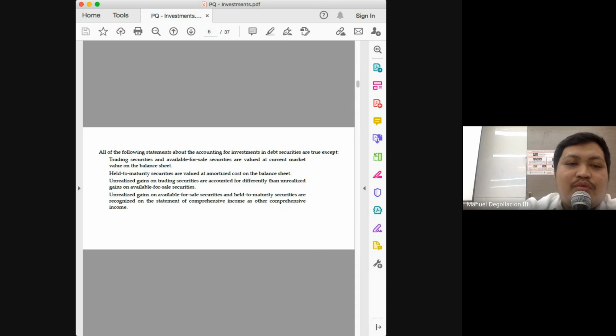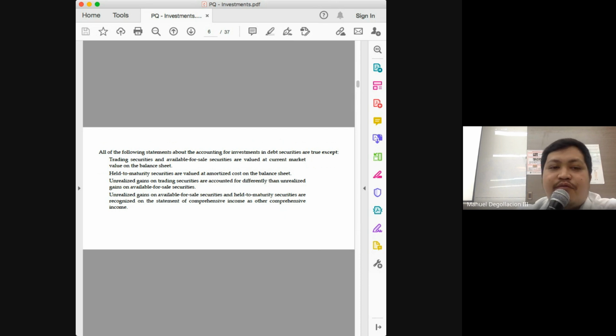Okay, class, that's why many will get confused between trading and available for sale securities, because they have a lot of similarities. They are both measured at fair value. But what's the primary distinction? Treatment for unrealized gain. What's the treatment for unrealized gain for trading securities? Where is it reported? Reported as part of your income.